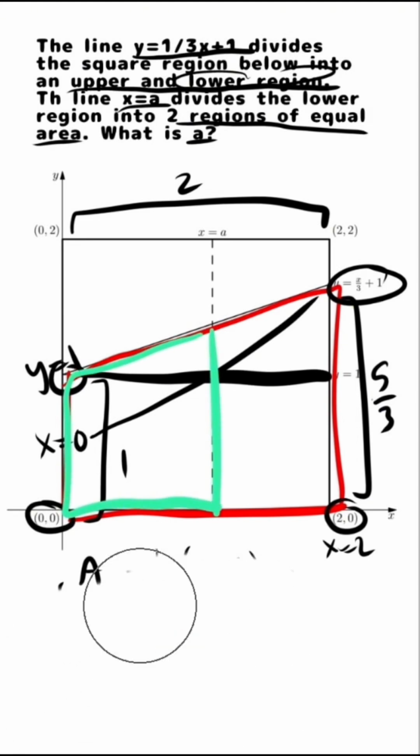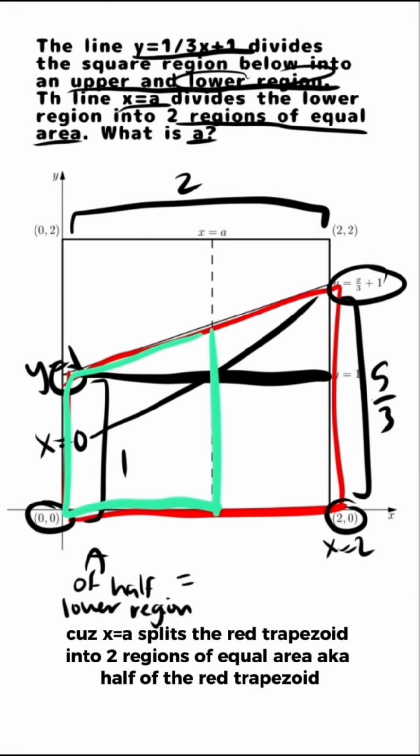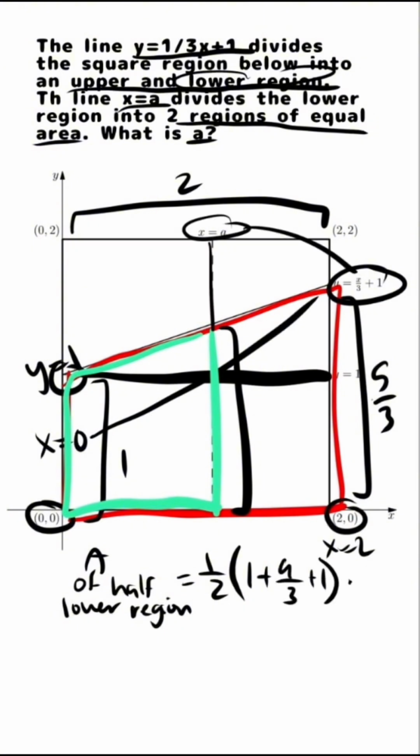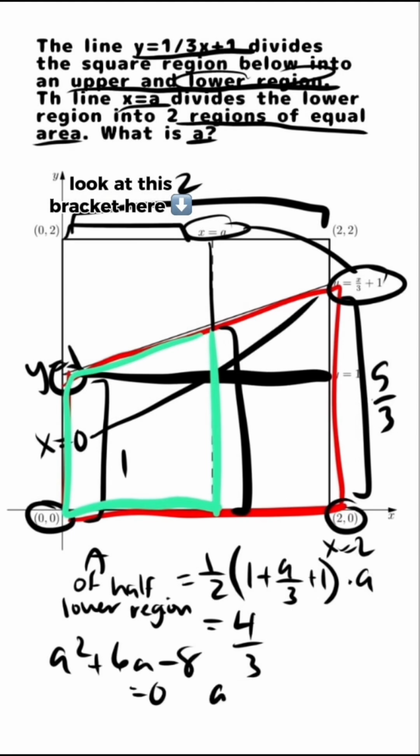Then we can divide this by 2 and get 4/3, which has to be the area of the main green trapezoid, which was the red one split by x equals a. Now we can make an equation for half of the area of the lower region, which is half times 1 plus the length of the other base, which is at y equals 1/3 x plus 1 when x equals a. Plugging this in, we get our length of a divided by 3 plus 1. Then the height is a, and we know that this has to be equal to 4/3.